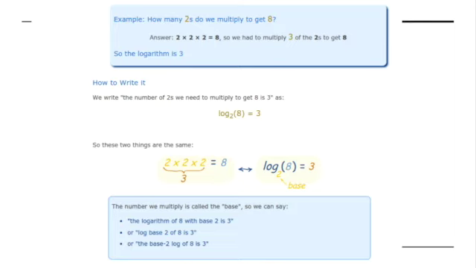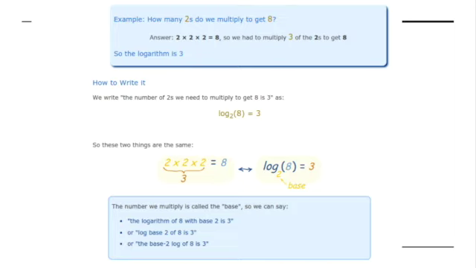So my logarithm is 3. It's essentially telling me what exponent I need to go from 2 to 8 exponentially. 2 times 2 times 2 is equal to 8. So my log with a base of 2 of 8 would be equal to 3. Log with a base of 2 of 8 is 3.